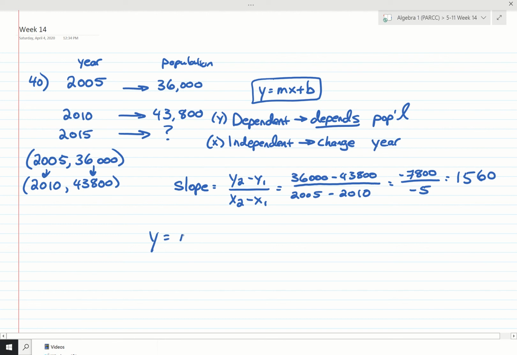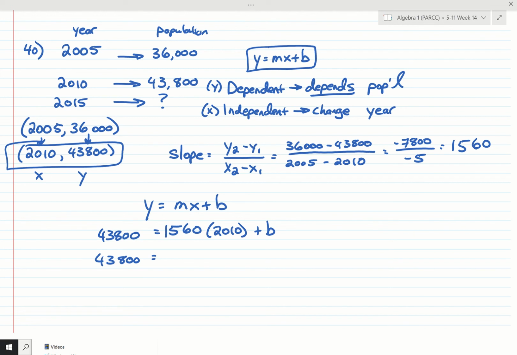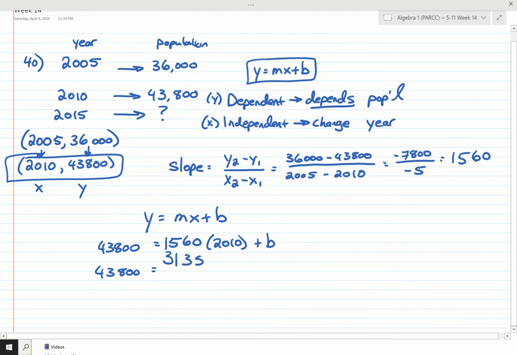So then when we go to write an equation in slope-intercept form, we put the slope in for m, and we pick one of the 2 points. Doesn't matter which one you pick, and we'll use that x and y value to solve for b. So if we let y be 43,800, and we let x be 2010, now we just have to figure out what b is. Well, 1560 times 2010 is 313,500.